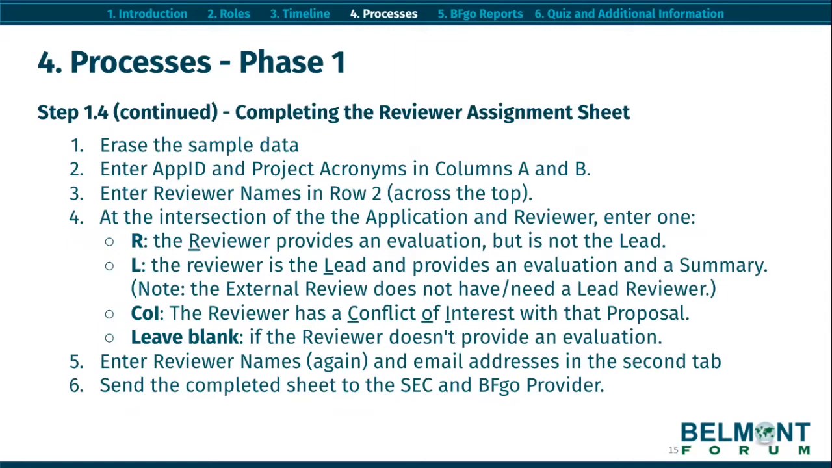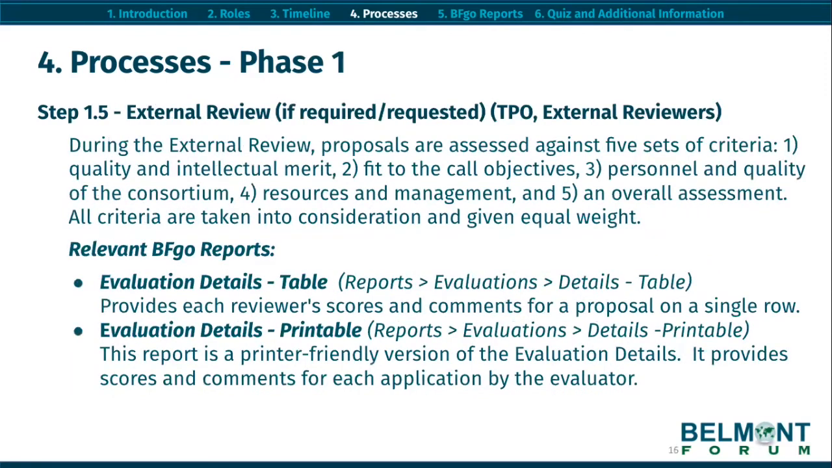Then, enter the reviewer names again for a second time and the email addresses in the second tab and send the completed sheet to the Secretariat Coordinator and the BFGO provider. The next step is the optional external review. During the external review, proposals are assessed against 5 sets of criteria: quality and intellectual merit, fit to the call objectives, personnel and quality of the consortium, resources and management, and an overall assessment. All criteria are taken into consideration and given equal weight.